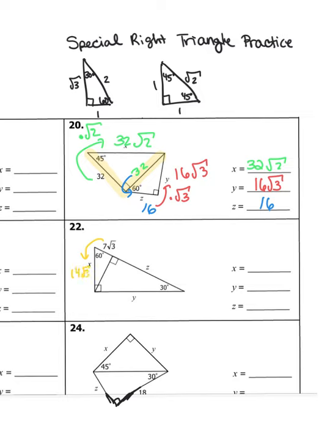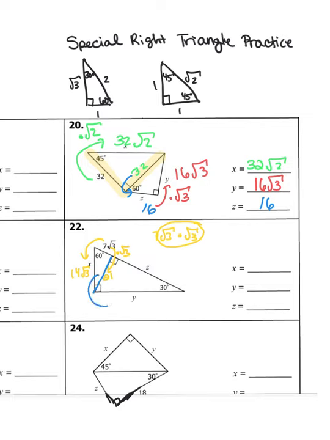To go from the short side to the long side, I have to multiply by the square root of 3. So 7 square roots of 3 times the square root of 3. The square root of 3 times the square root of 3 is 3, so 7 times 3 is 21. Now 21 is the short leg of my other 30, 60, 90 triangle.